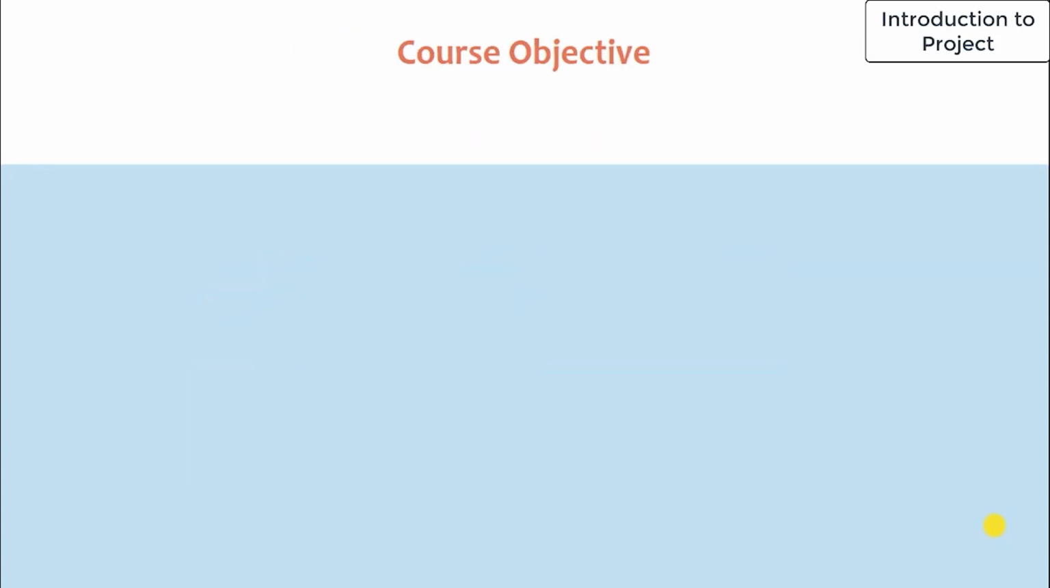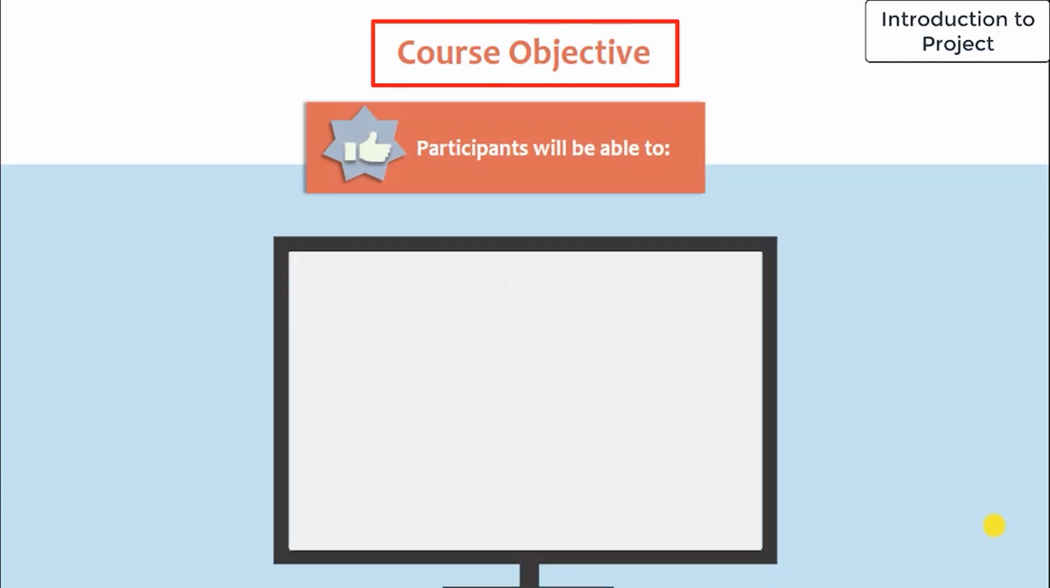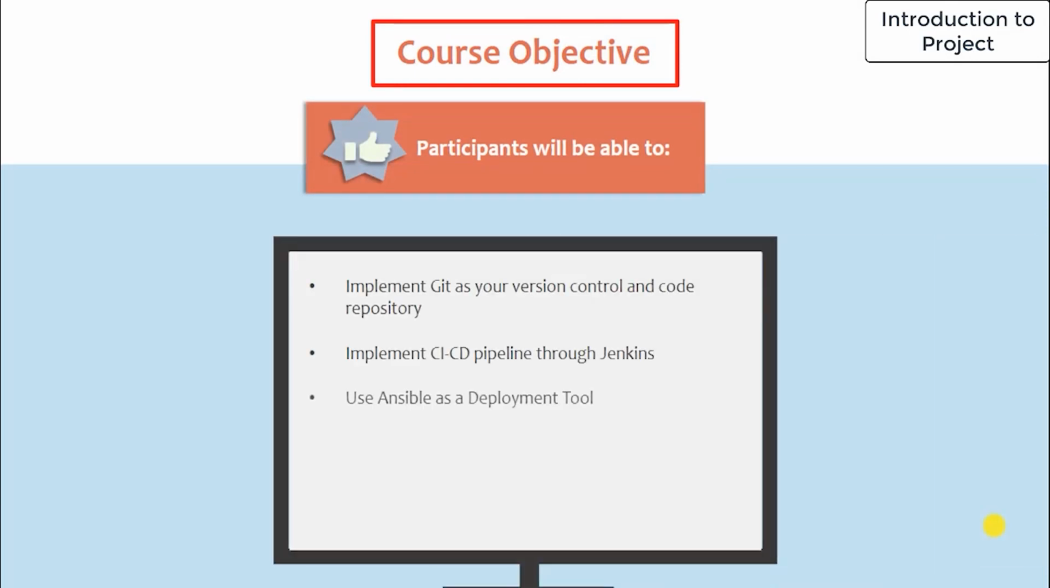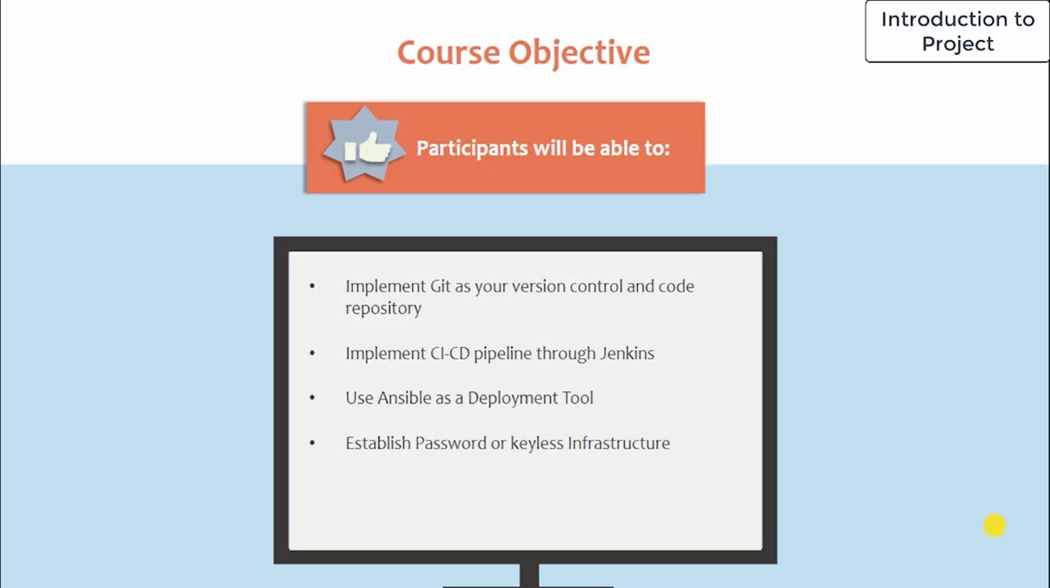knowledge of Ansible architecture. Talking about the course objective, participants will be able to, these are the things we have to be able to: implement Git as your version control and code repository. The second thing is to implement a CI/CD pipeline through Jenkins, use Ansible as a deployment tool, and establish a passwordless or keyless infrastructure.